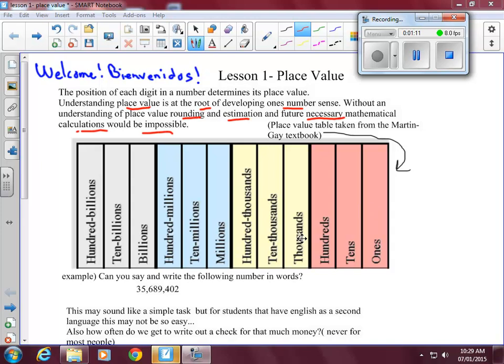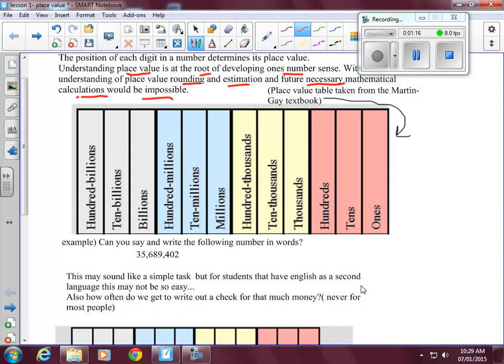It may seem that I'm doing something elementary by giving you this place value chart, but as we're going to see in a moment, if I give you a large number and tell you to say it and write it as if you're writing out a check, that is difficult for some students, especially students that have English as a second language. And whoever writes out a check for $35 million, I don't.